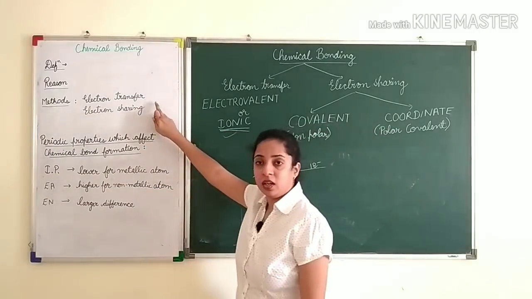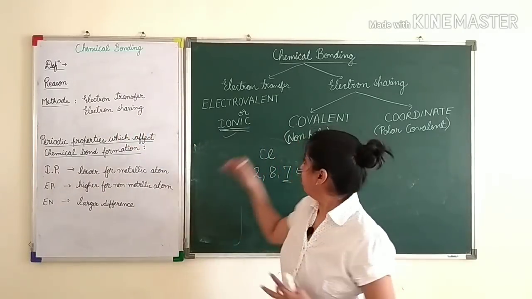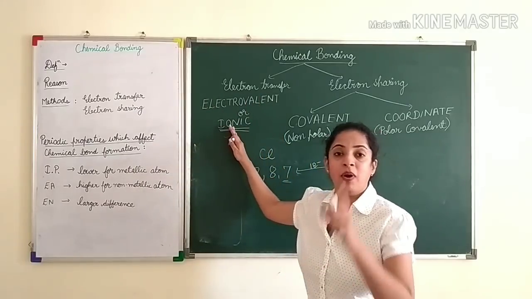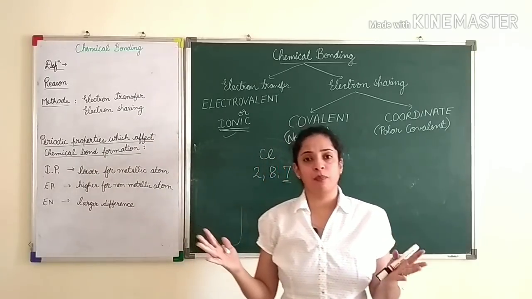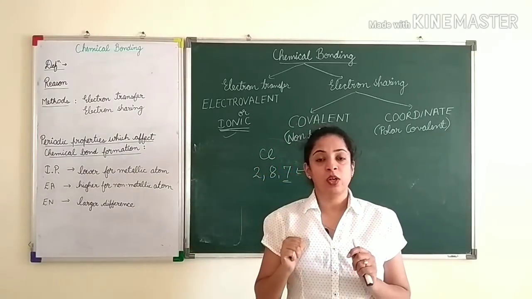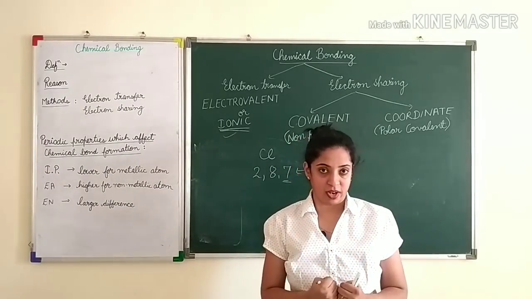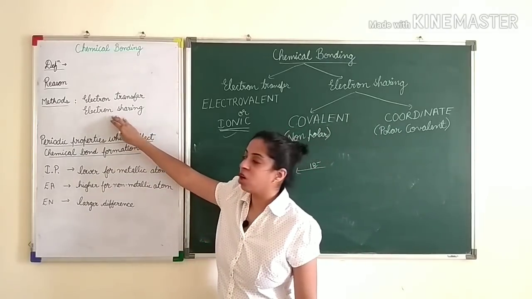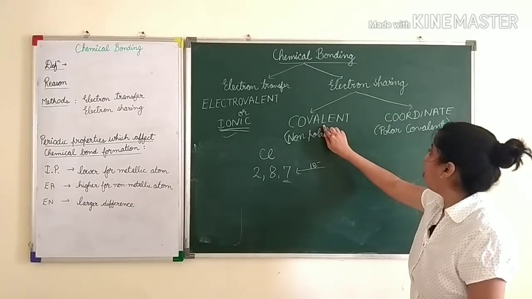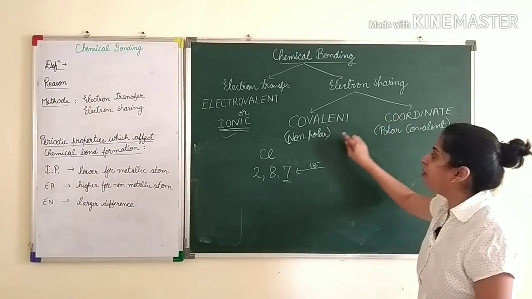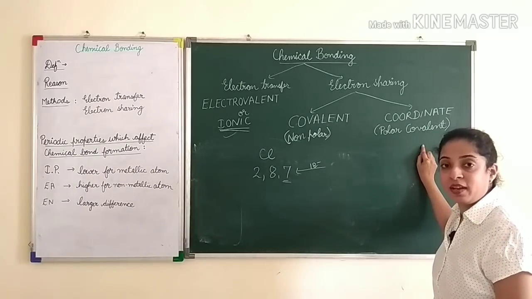Now next method is electron sharing. Okay. Now in electrovalent, you should remember one is metal and one is non-metal. But in electron sharing, there are mostly two non-metals. So both the non-metals cannot lose electrons, so they will share their pair of electrons. Okay. So by electron sharing, which type of bonds are formed? Covalent or coordinate. I will talk to you in detail about covalent and coordinate bonds in my next videos.